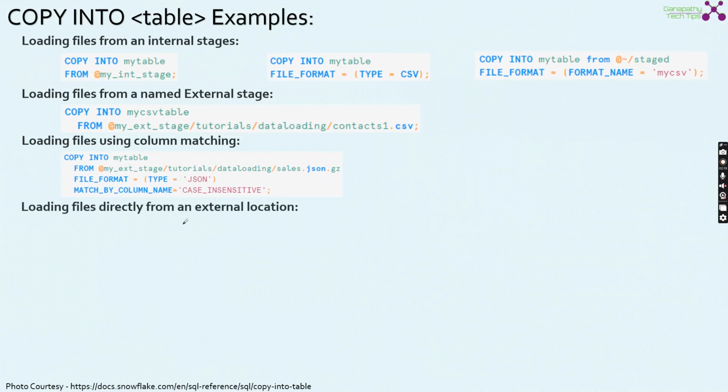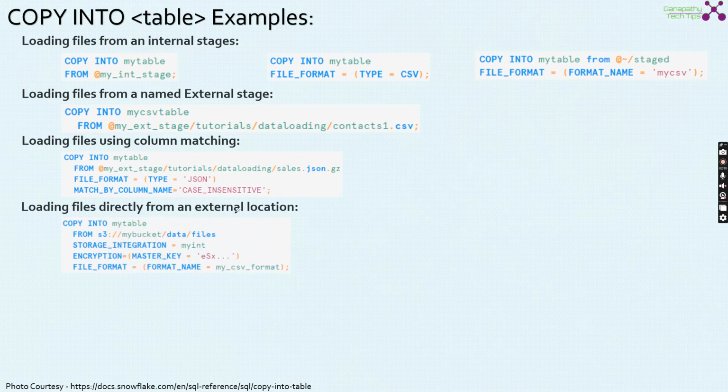Loading the files directly from an external location, this is something which is very important, as we saw as the part of the diagram. So we have the opportunity to directly load the data from the cloud storage to the Snowflake table. This is one such example. They already created a storage integration named myInt, which stores the AWS credentials which are needed for this operation. So from the S3 bucket, my bucket data files, it will take all the details and then using this file format, it will upload that data into the table named my table.